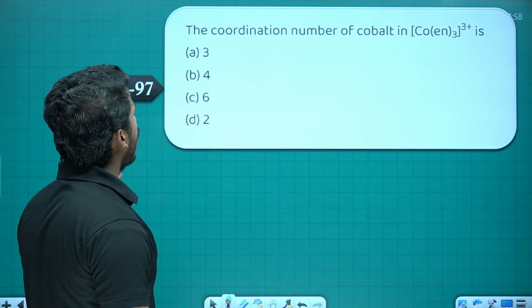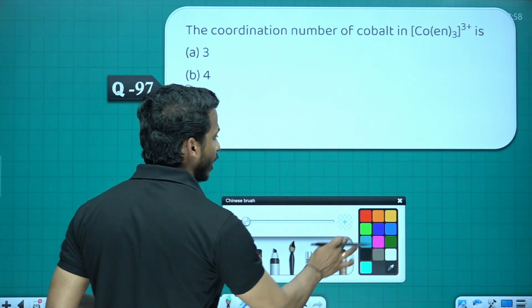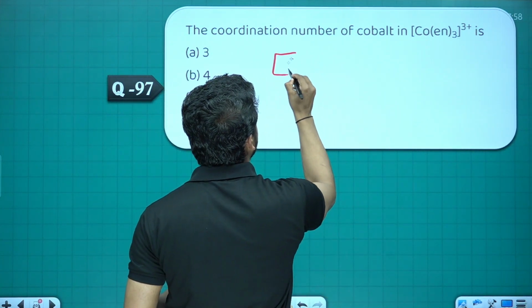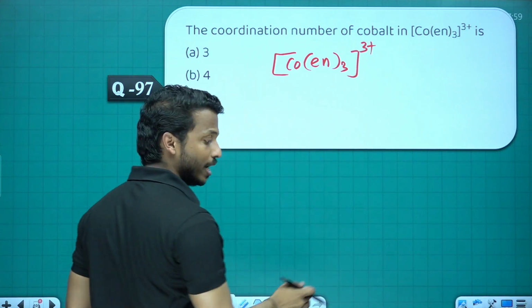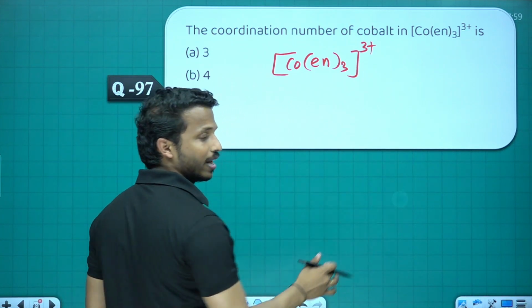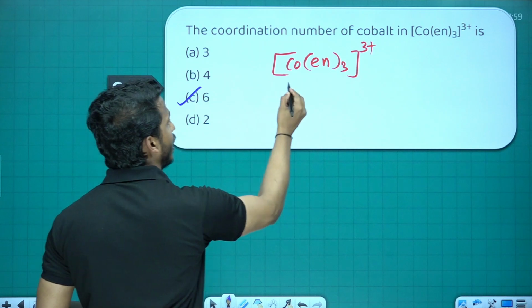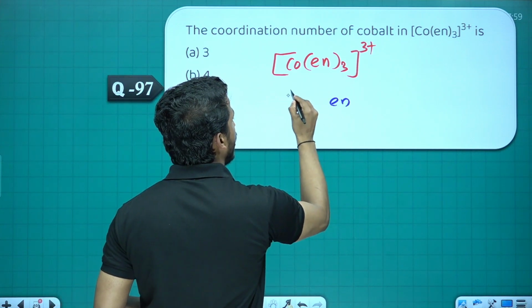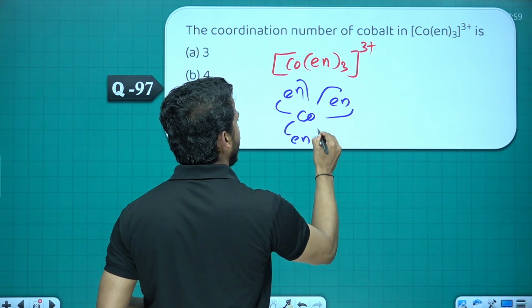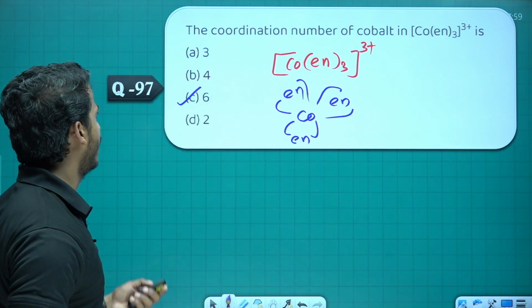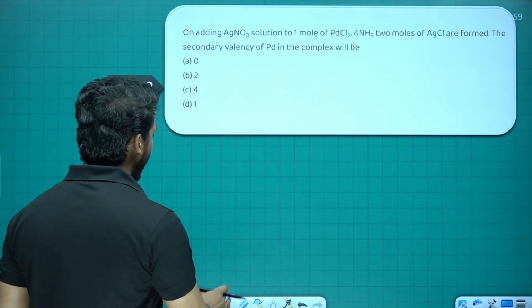Now, what is the coordination number of this complex, [Co(en)3]3+? I think, students, you are getting the answer very fast. It is 6, right? Because cobalt is connected to en thrice. You know, one en provides 2 sigma bonds. So 3 en provide 6 sigma bonds. The coordination number is 6.